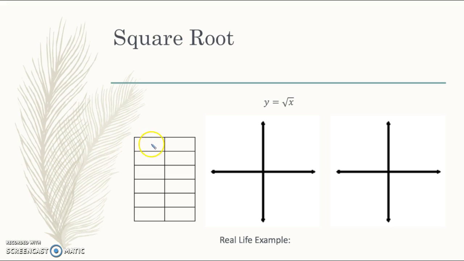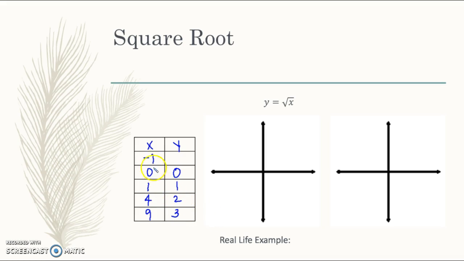Alright, so I'm going to make my table. I'm going to start with negative 1, 0, 1. I'm going to skip to 4, then I'm going to go to 9, just to help us out a little bit and get some nicer numbers. So if I start with 0, the square root of 0 is just 0. Square root of 1 is 1. Square root of 4 is 2. And the square root of 9 is 3.